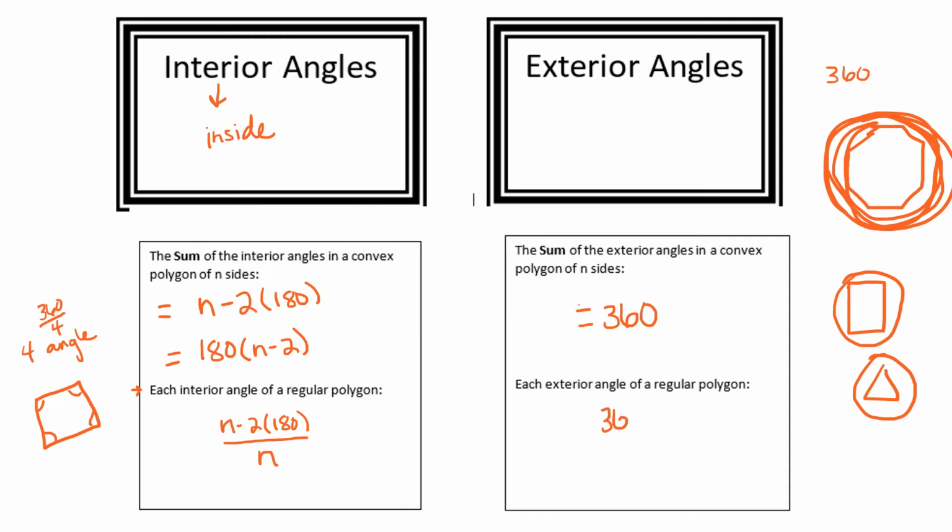So that means I'm going to take that 360 and divide by however many angles I have. Again, the exterior angles are always going to equal 360 degrees. And if I have a regular polygon, that means all my angles have to be the same. Even if they're on the outside, they still have to be the same. So I'm going to take that total, which is 360 always, and divide it by my total number of sides.